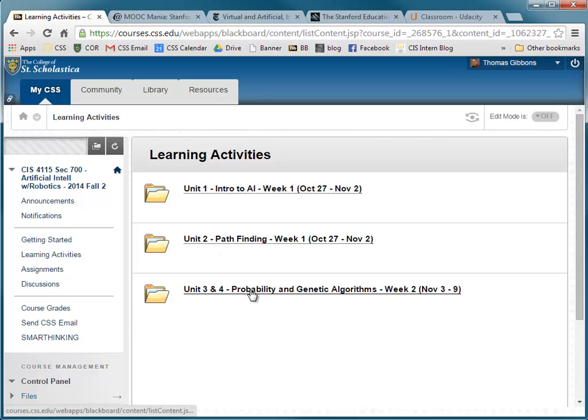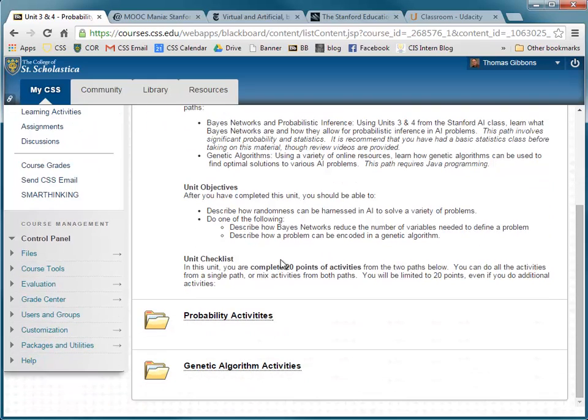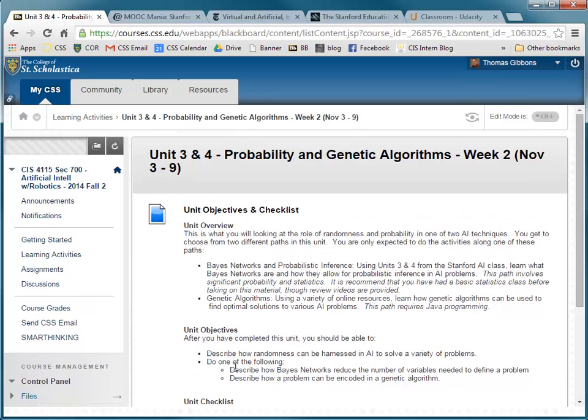For example, on Unit 3 and 4, the Stanford class goes into probability, and you can watch all the videos and go through the exercises related to probability. But if you don't have that sort of math background, there's a separate pathway related to genetic algorithms. So at this point, you can choose whether you want to go down the math-heavy activities related to probability or the less math rigorous activities related to genetic algorithms. And you'll have those choices a number of times throughout the course.